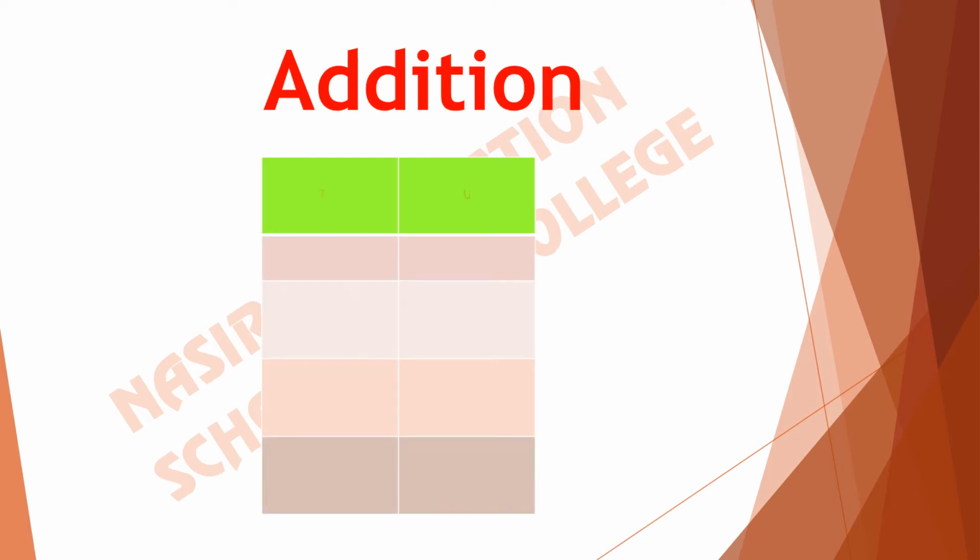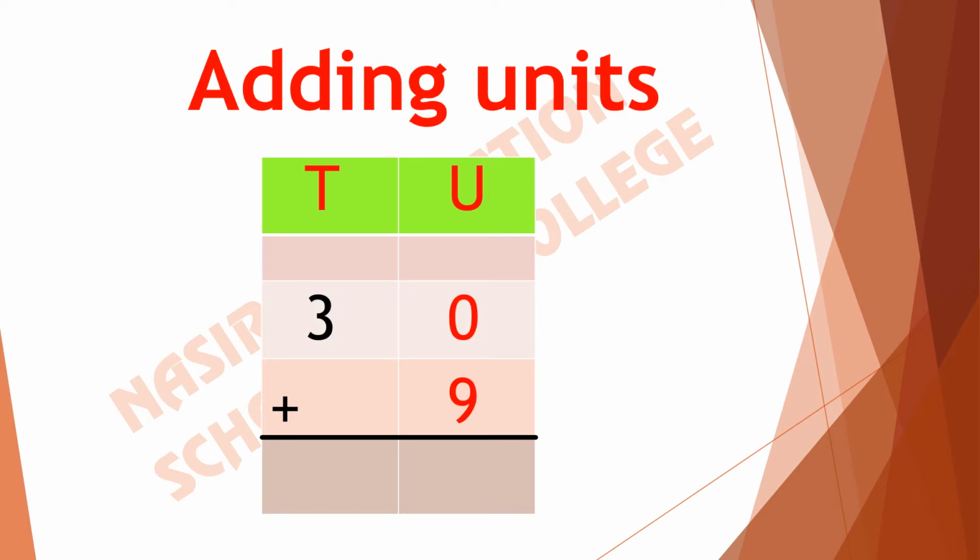Here a chart has been shown and we have addend 1 30 and addend 2 9. And we use this symbol to show the addition. We will write 3 in the tens column and 0 in the units column. First of all, we will add units. In the units column there is 0 and 9. We will add 0 and 9.